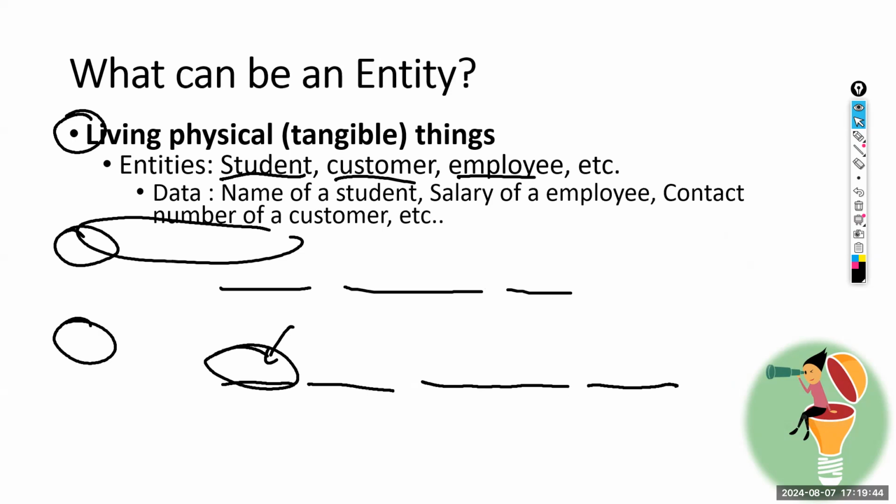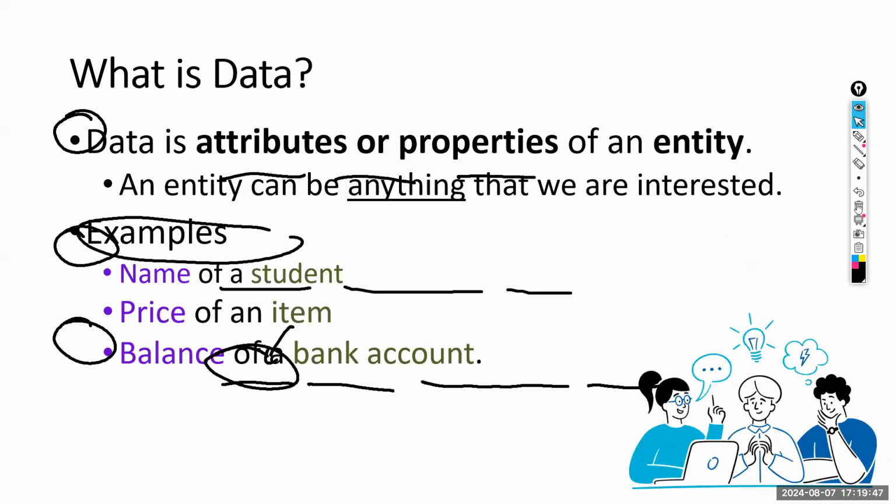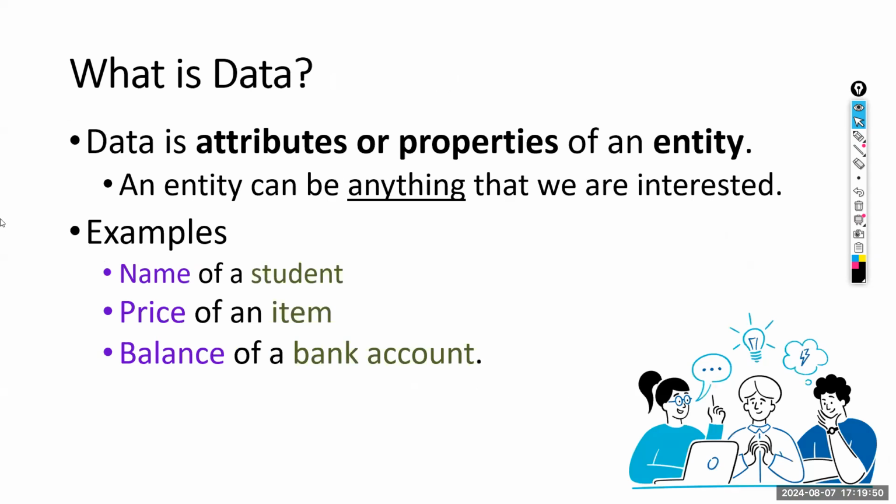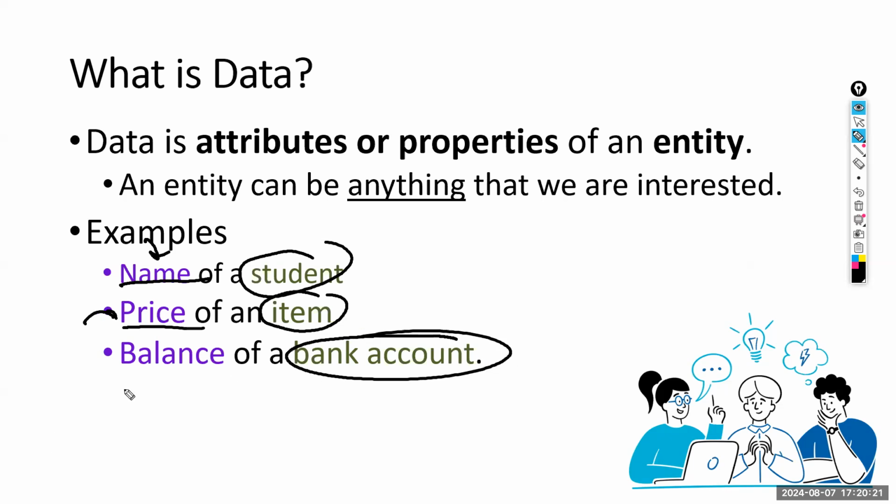Right. Now we'll get back to data. Data is attributes or properties of an entity. So entity can be something like student, vehicle, or payment. So there are things that we are interested about an entity. Those are called data. For example, I am interested in the student, but I am interested in the student's name. That is data. Price of an item, that is data. Item is an entity, student is an entity, but name is data. Price is data. Bank account is an entity. Its balance, that is data.